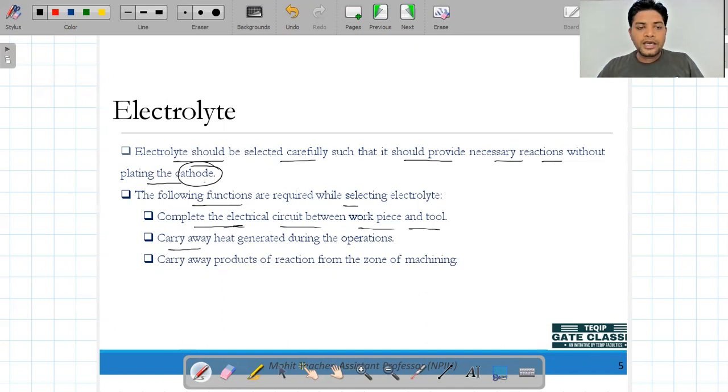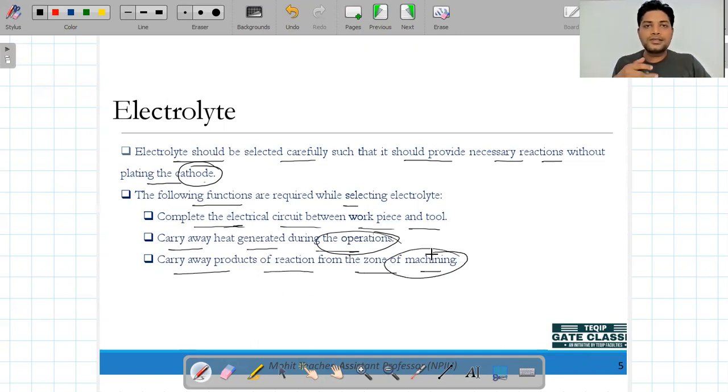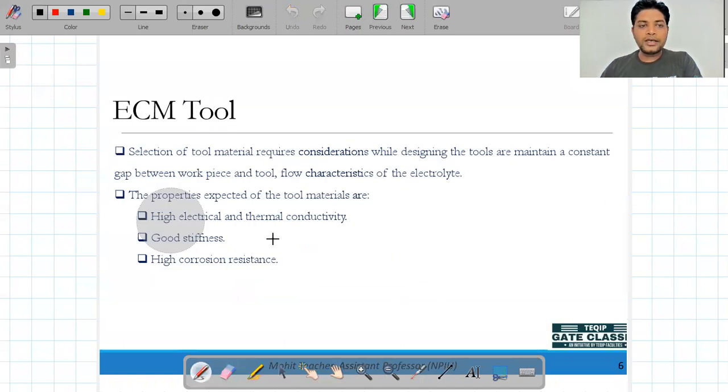Second is to carry away the heat generated during the operation. Obviously the temperature rises, so it flows along with that. Third, carry away the products of reaction from the zone of machining. Whatever sludge is formed is carried away and sedimented over the bottom part of the container. So these things we have to keep in mind while selecting the electrolyte.